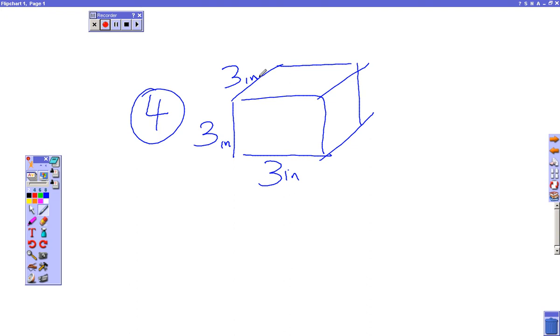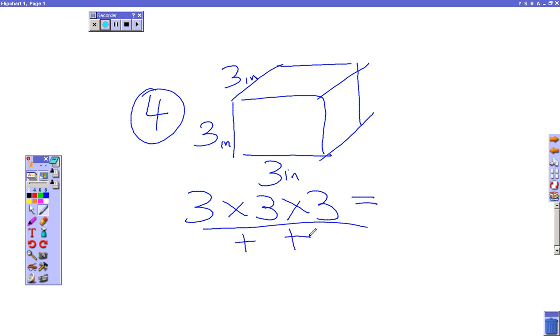Okay, so this shape is 3 inches by 3 inches by 3 inches. To find volume, of course, just multiply the 3 dimensions. It's not equal to 9 because that's 3 plus 3 plus 3. So if you got 9, maybe you added on accident. We have to do 3 times 3 first, which is equal to 9, and then multiply that times 3.